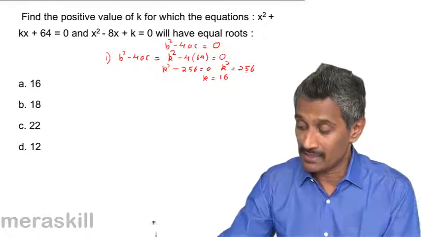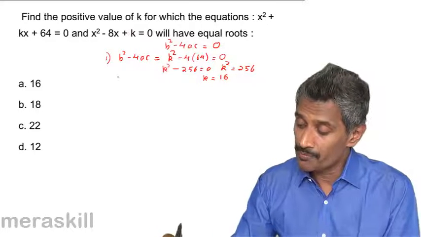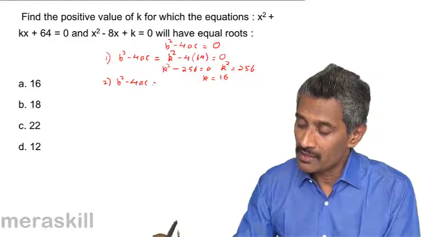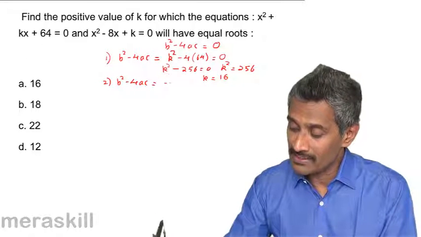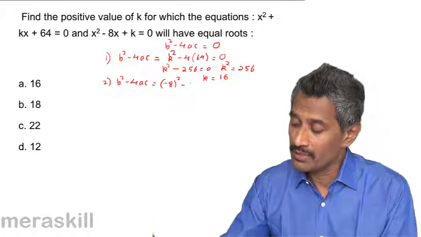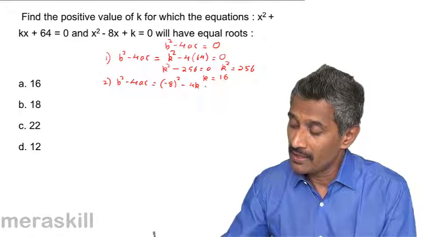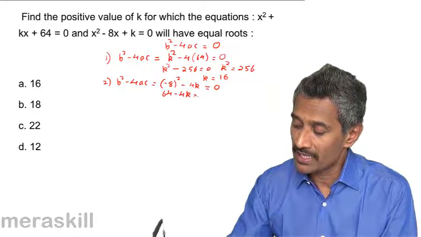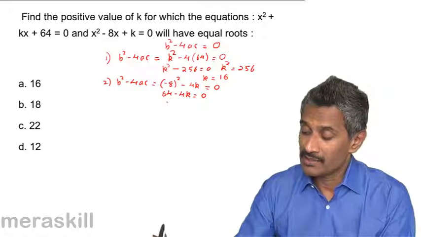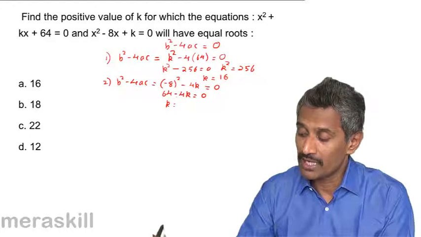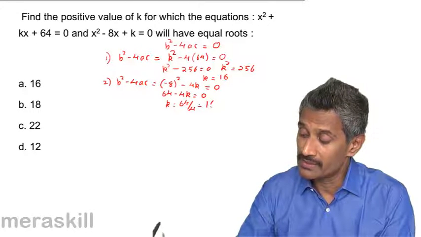So k is 16. But we need to check this too. For the second equation, b squared minus 4ac would be minus 8 squared minus 4 into 1 into k, minus 4k, and this would be equal to 0. So 64 minus 4k is 0. If you transpose it, you get 64 is equal to 4k. Therefore, k is going to be 64 upon 4, which is 16.